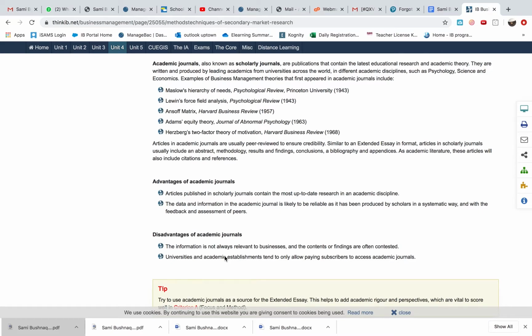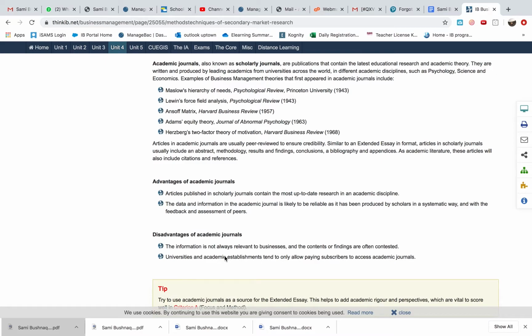Examples of business management theory that appeared in academic journals could include Maslow's hierarchy of needs, which came from a psychology publication, Lewin's force field analysis, Ansoff's matrix, Adams' equity theory, Herzberg's two-factor theory of motivation. We haven't done HR yet, but a lot of this stuff is all in our course, guys. So it's really important to read articles in journals. Harvard Business Review, Abnormal Psychology, Psychology Review: these are just examples of a few academic journals, and there are a lot of really great advantages.